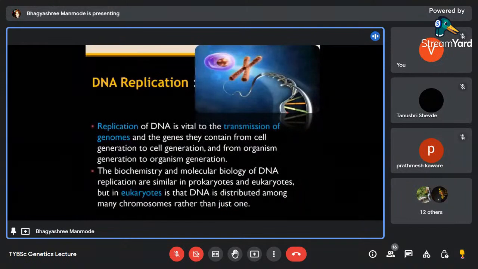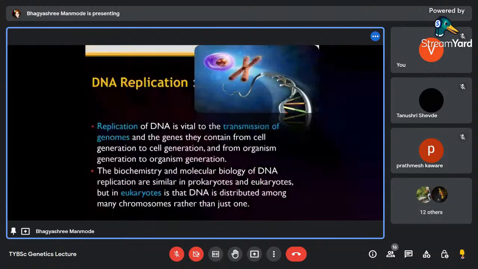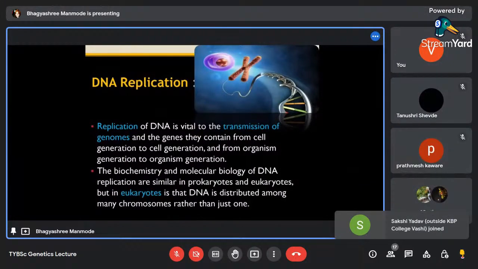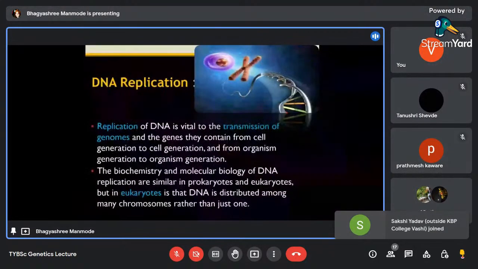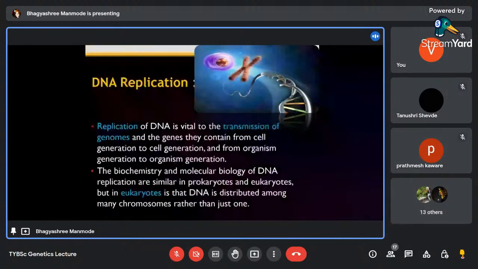So first, what is DNA replication? Replication of DNA is vital to the transmission of genomes, and the genes they contain, from cell generation to cell generation and from organism generation to organism generation. The biochemistry and molecular biology of DNA replication are similar in prokaryotes and eukaryotes, but in eukaryotes the DNA is distributed among many chromosomes rather than just one.